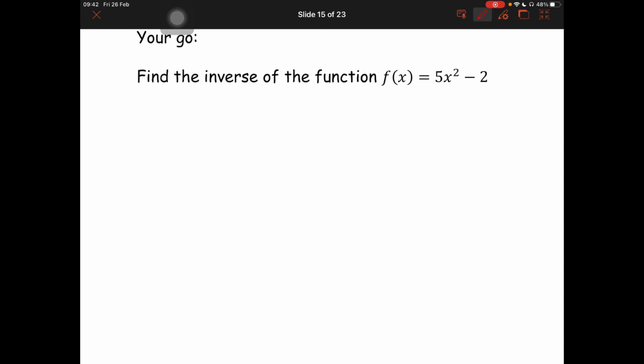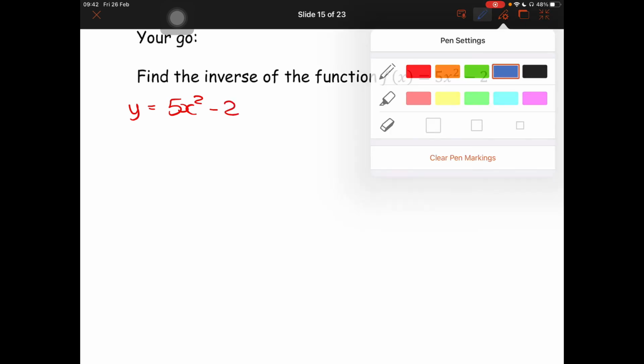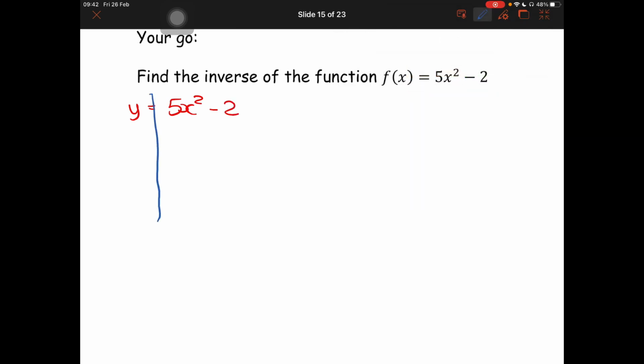Okay, guys, right. Same idea, shouldn't hopefully be any more difficult. So 5x squared minus 2 will go y equals 5x squared minus 2. So y comes in for f of x. Now we make x the subject. So first thing, get rid of that minus 2. Opposite of subtracting 2 is to add 2. So we'll have y plus 2 equals 5x squared.